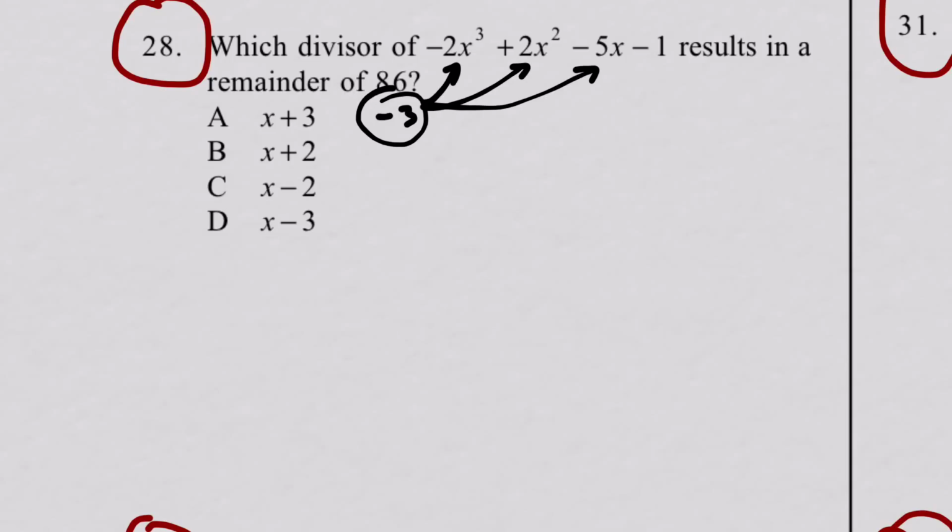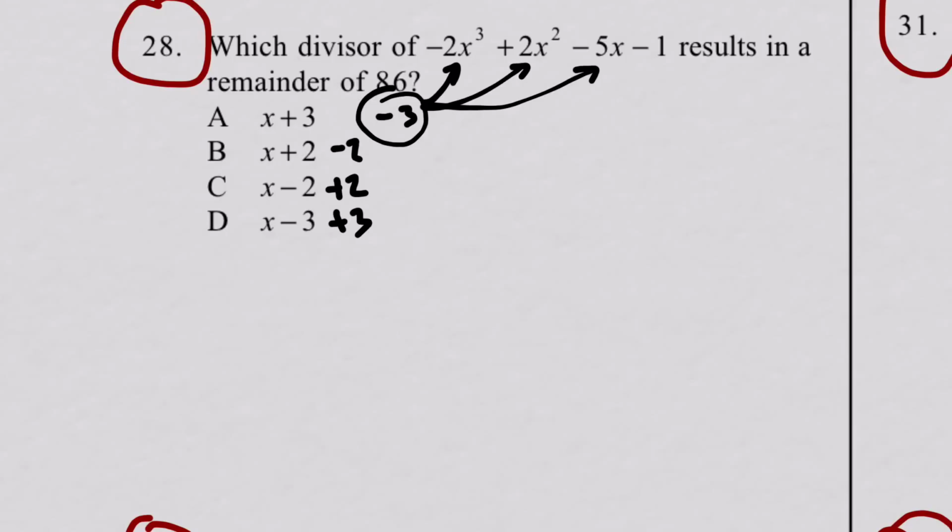If so, you're done and it's A. If not, you would try negative 2. And if so, that means that the answer is B. If that doesn't work, then try C, for which you would try positive 2. If that works, then your answer is C. And then if that doesn't work, you go to D, which is positive 3. Okay? So that's one way of doing it. Plug in negative 3, plug in negative 2, plug in 2, plug in 3, until you get 86.